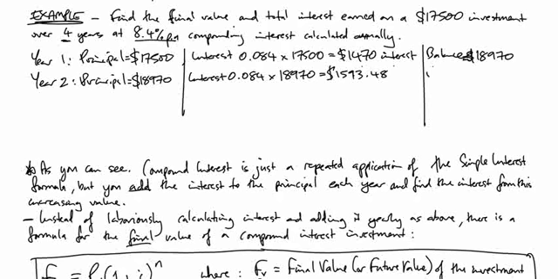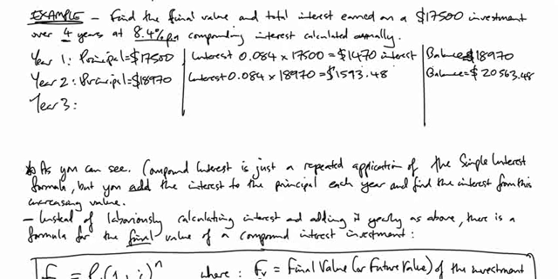So what is the balance going to be this time? Well, it's whatever we started the year with plus the interest that you earned, so it's going to be $18,970 plus $1,593.48. That comes to $20,563.48. That's at the end of year 2.